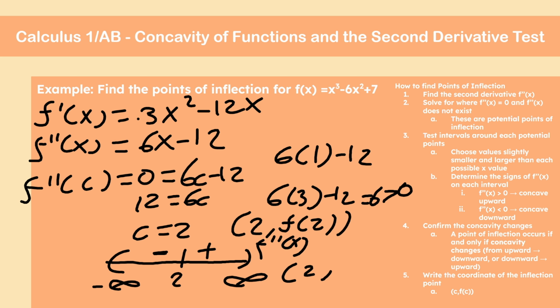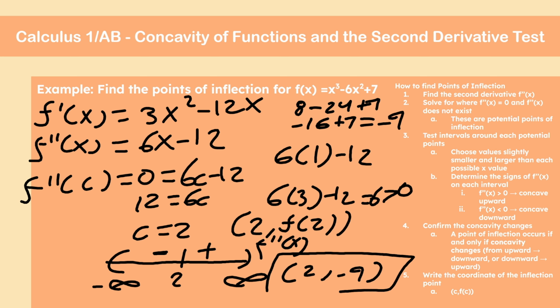f of 2 would be 2 cubed minus 6 times 4 minus 24 plus 7. So this would be negative 16 plus 7. So now we have that this is equal to negative 9. And that's going to be our point of inflection for this graph.